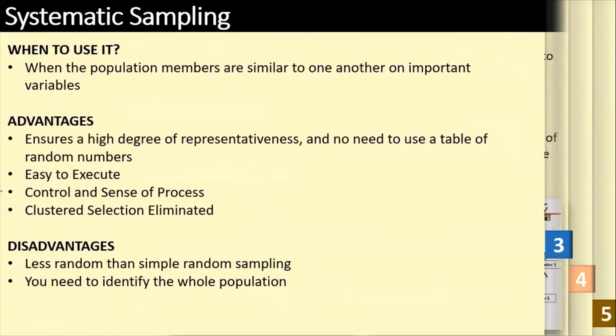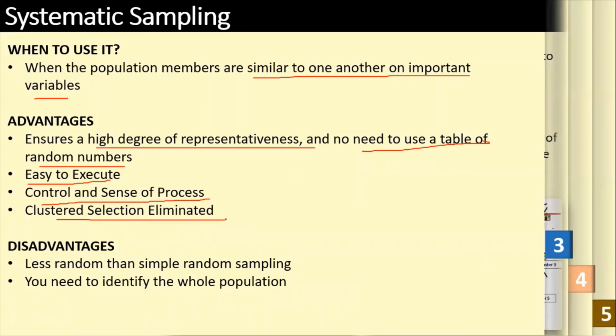So, when to use it? If the population numbers are similar to one another, unimportant variable, then systematic sampling is as good as a simple random sampling. Advantage, so it ensures a high degree of representativeness. So no need to use a table of random numbers. Kaya mo naman silang gilista, easy to execute. And makontrol mo siya. So, clustered selection, eliminated.